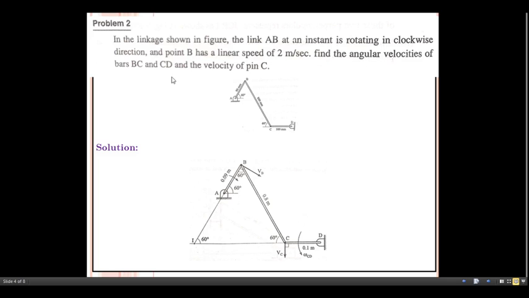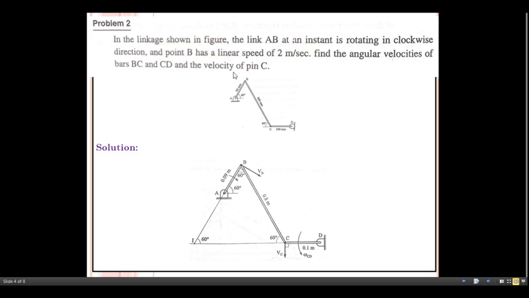Find the angular velocities of bar BC and CD and the velocity of pin C. Now look towards this linkage mechanism carefully. In this case, the link AB at an instant is rotating in clockwise direction. This is the information given.